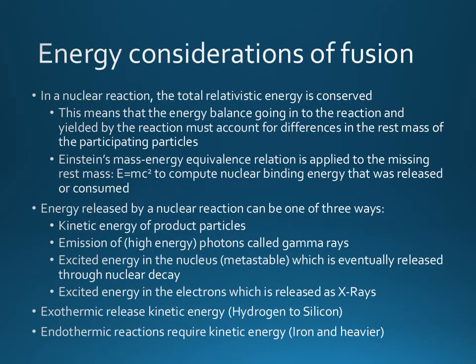Before discussing the sequence of fusion processes, let's outline the considerations of the energetics of fusion. In a nuclear reaction, the total relativistic energy is conserved. Mass, however, is not conserved. That means that the energy balance going into the reaction and yielded by the reaction must account for differences in the rest mass of the participating particles. The periodic table is consulted here to find the rest masses of the particles, and the difference is called the missing rest mass.